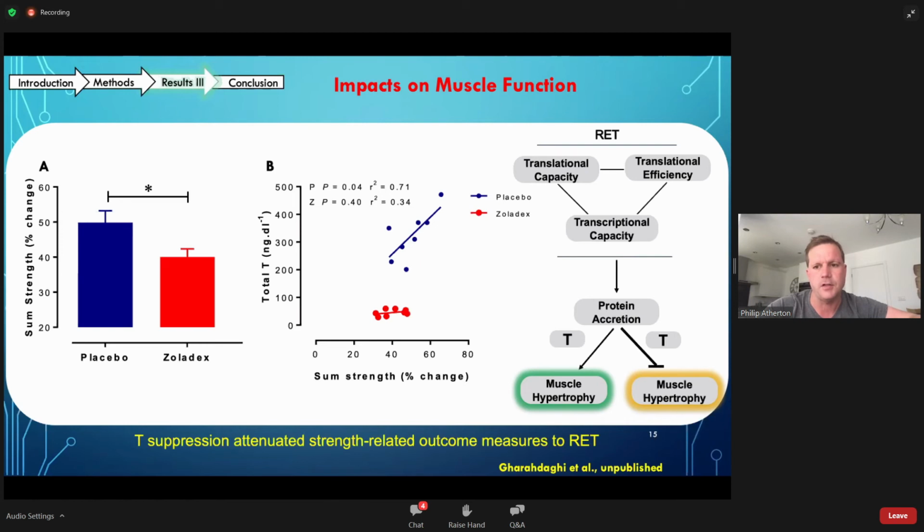And similarly, as I showed before, if you look at total testosterone levels and some strength changes, of course, in the placebo group, where there was natural variation in testosterone, there is, again, even though it's a small study, a correlation between some strength change and total testosterone. So then on the right-hand side, we went to look at this stuff again.